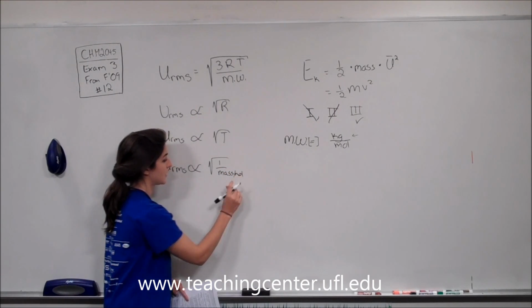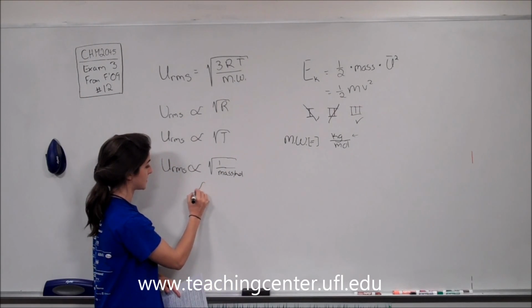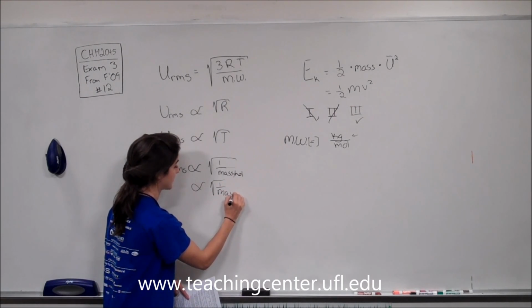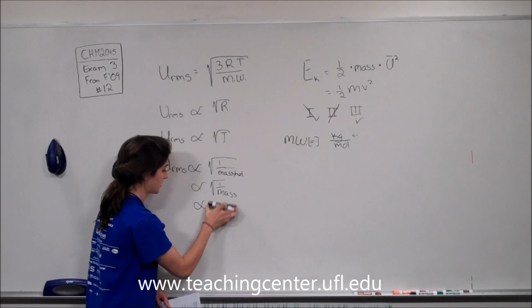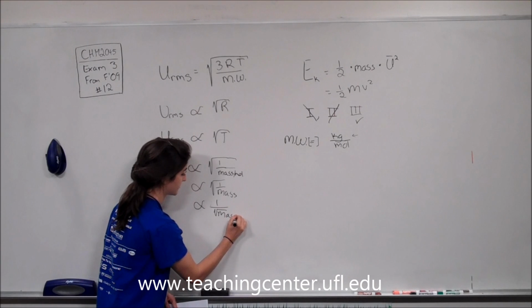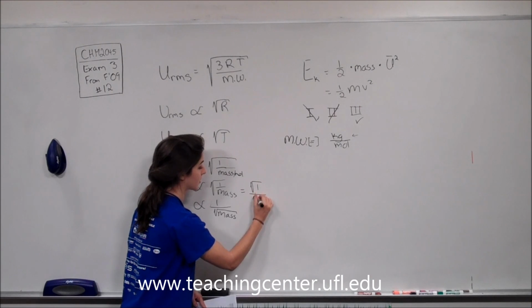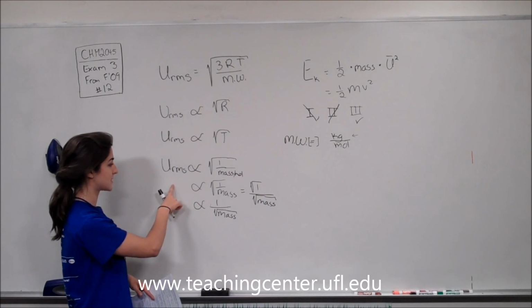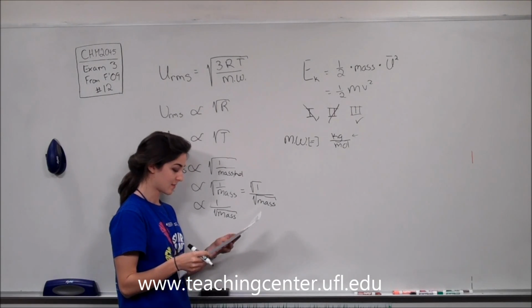per mole. Now if we remove just the mole part, we can also say that root mean square speed is proportional to the square root of 1 over mass, which means that it's proportional to 1 over the square root of mass, because this is just the square root of 1 over the square root of mass. So we see that the root mean square speed is in fact inversely proportional to the square root of mass. So that makes number 4 true.